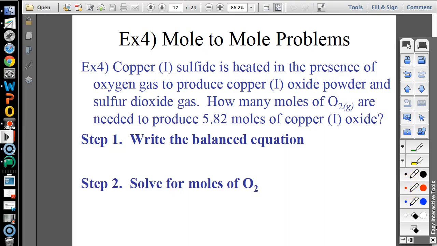So we're going to go ahead and read the rest. How many moles of oxygen are needed to produce 5.82 moles of copper 1 oxide? So this part down here is what we've been seeing. But before we can do that part, we have to write the balanced equation. So let's take a second. Go ahead and see if you can write the balanced equation for me, and then we'll address step 2. So write the balanced equation for me for step 1.